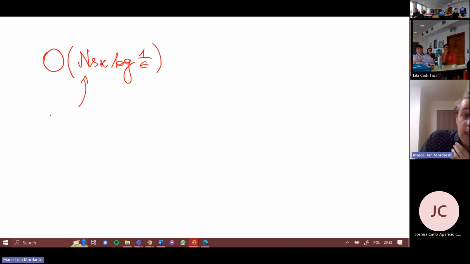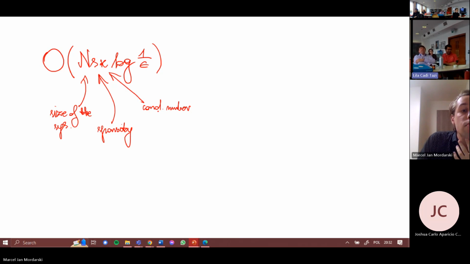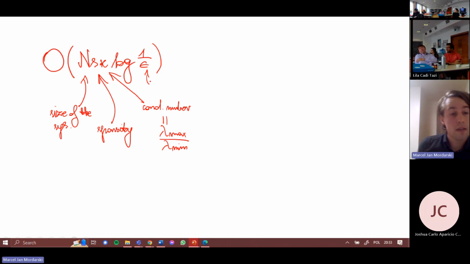N is the size of the system. S is the sparsity of the matrix. Kappa is the condition number. It's the ratio of the highest and lowest eigenvalues, magnitude of them. Sorry, Alex, what did you ask? That's the ratio of the magnitudes of the highest and lowest eigenvalues of A, is it? Exactly. Spectral, then. Good. And epsilon is our precision. Yeah, so this is the classical case.